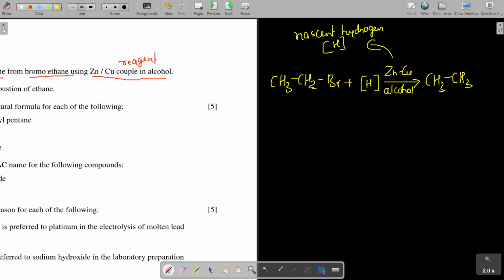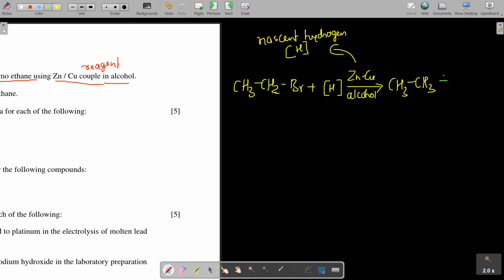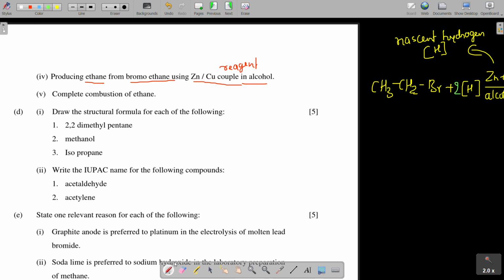So how to remember this? See, CH3CH2Br is there and the product is CH3CH3, which means Br is replaced by H, right? But what happens to Br? Br will combine with another H, that is, you need two hydrogen atoms, so you will get HBr. That is your balanced equation.